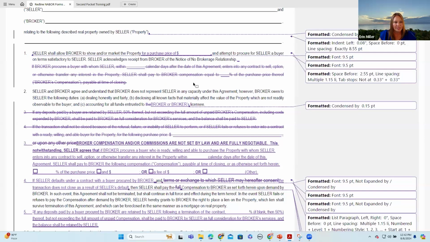Seller and broker agree and understand the broker does not represent the seller in any capacity, but the broker owes the seller the no brokerage relationship duties listed in 2A, 2B, and 2C, which are dealing fairly and honestly, disclosing all known facts that materially affect the value of the property, which are not readily observable to the buyer, and accounting for all funds that are entrusted to the broker or the broker's licensee.